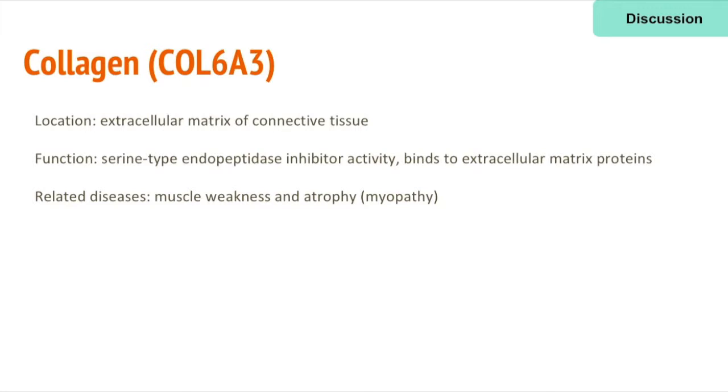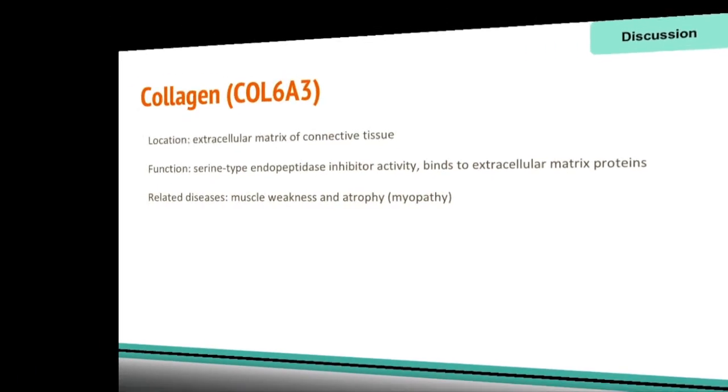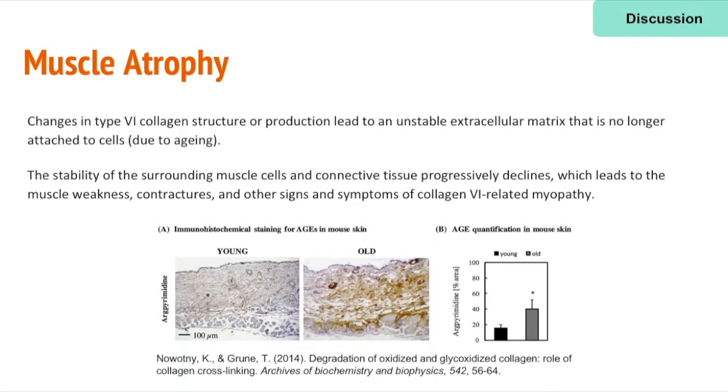Mutations in the type 6 collagen genes are commonly associated with various forms of myopathy and muscular dystrophy. The related disease will be elaborated later. As mentioned previously, collagen is an important component of the extracellular matrix, and hence, if it is modified, it can lead to an unstable ECM that no longer attaches to cells, lowering the stability of the surrounding muscle cells and connective tissue. This leads to various diseases related to muscle weakness and contractures.